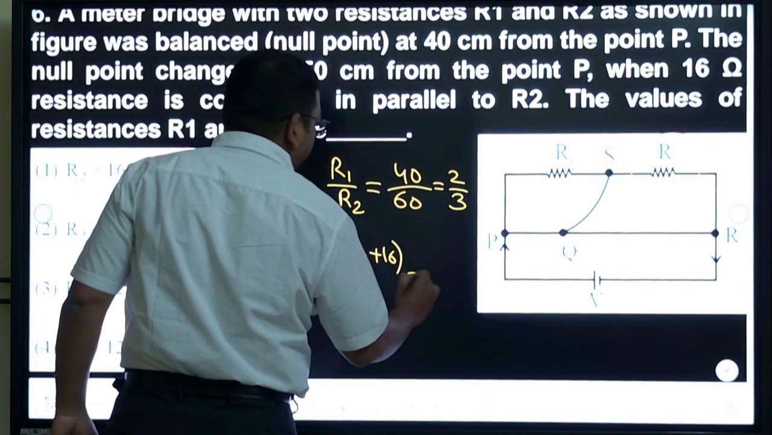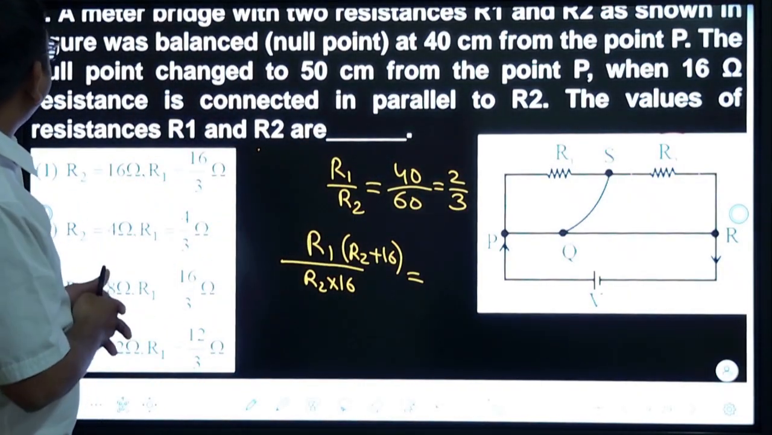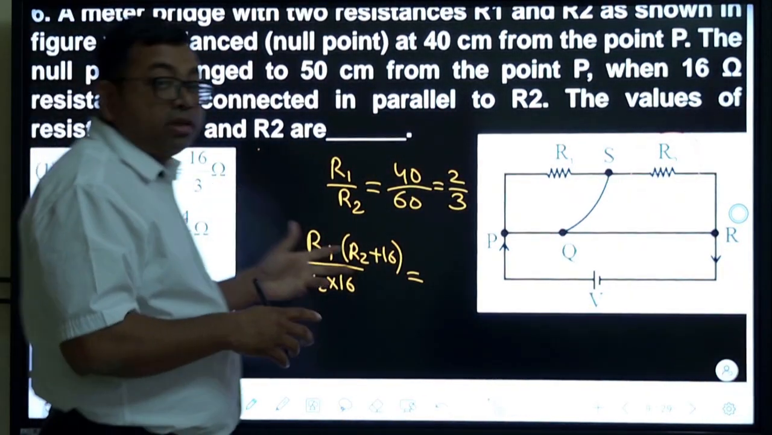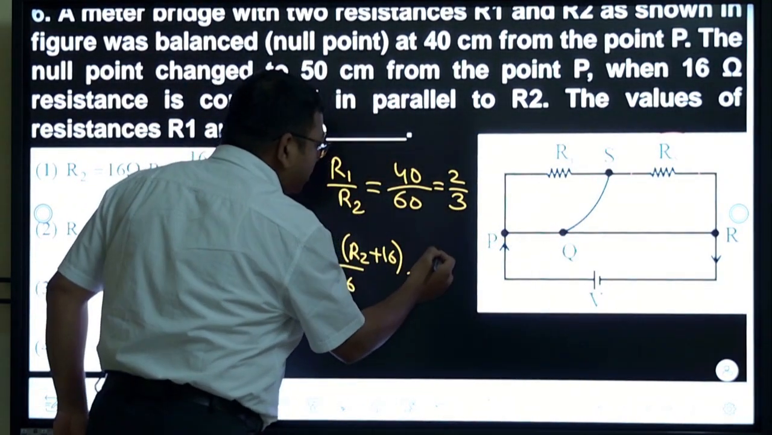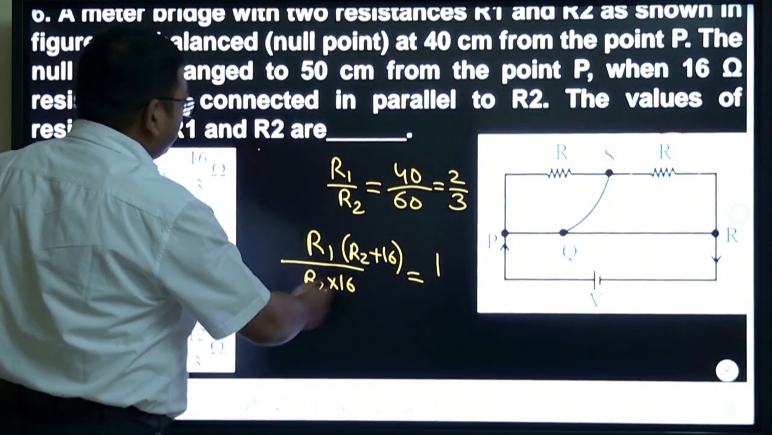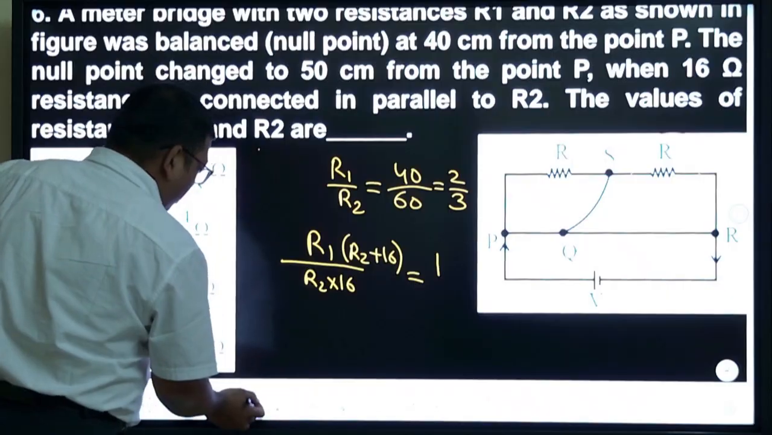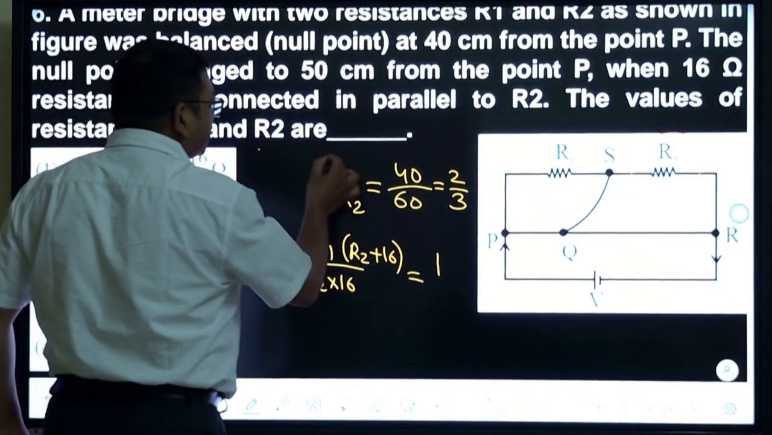Right? And what will be this ratio now? They are saying how much it is? Null point changed to 50. Null point has changed to 50 means 50-50. 50-50 means ratio is 1:1. 1 it will become.